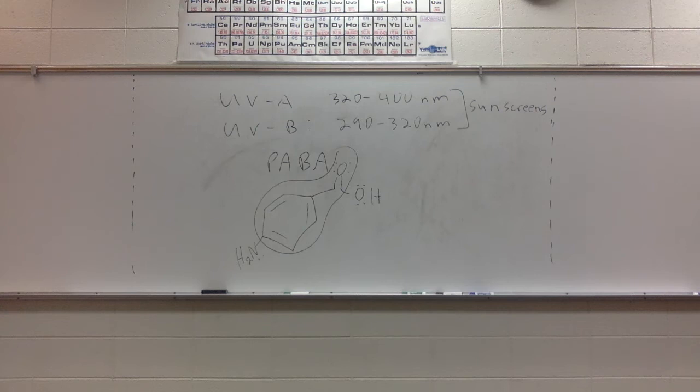When we were talking about lycopene and beta carotene, more conjugation equals higher wavelengths. So we said that most organic compounds absorb at very low wavelengths in the ultraviolet region. By targeting a semi-extended conjugation range, like this one, you can model your molecule to absorb specifically within this region of ultraviolet.